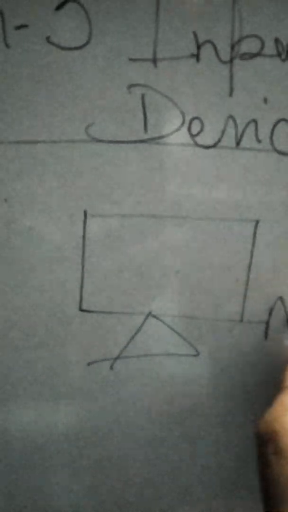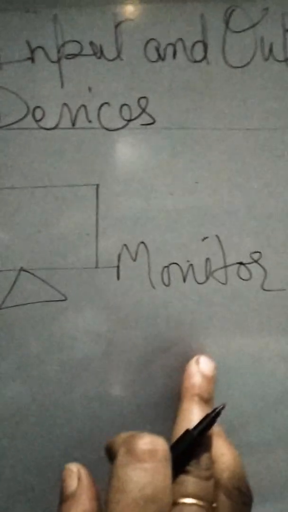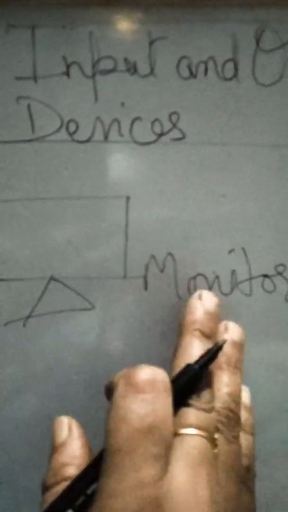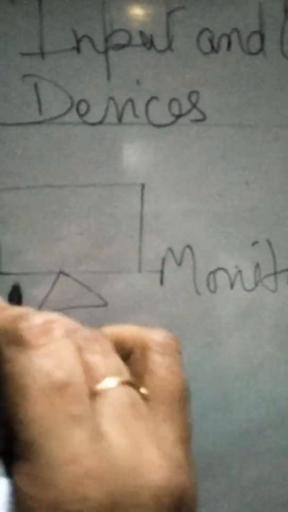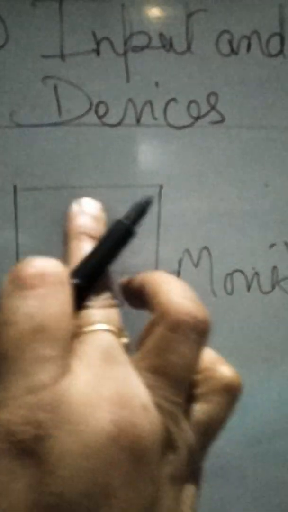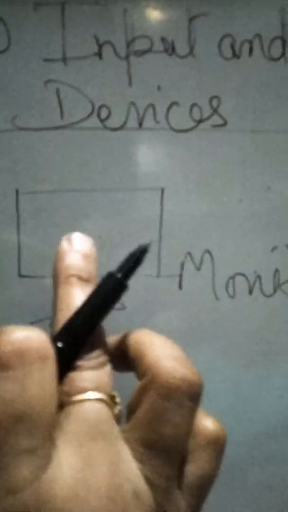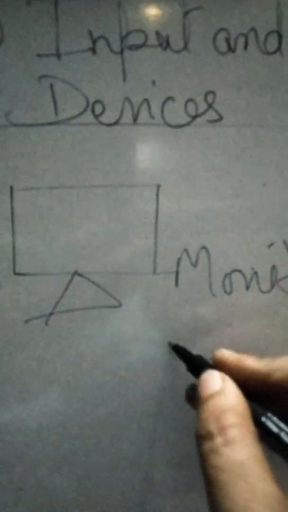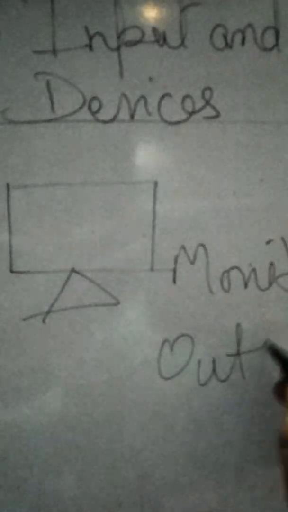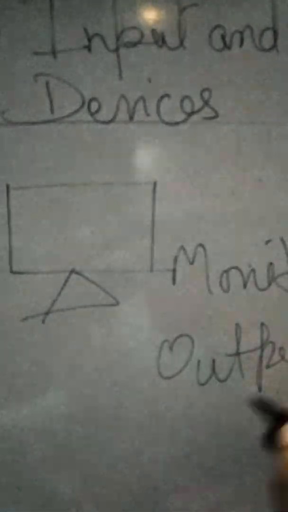So here you can see, children, this is a monitor. In this monitor, we can see the output. So this is an output device.